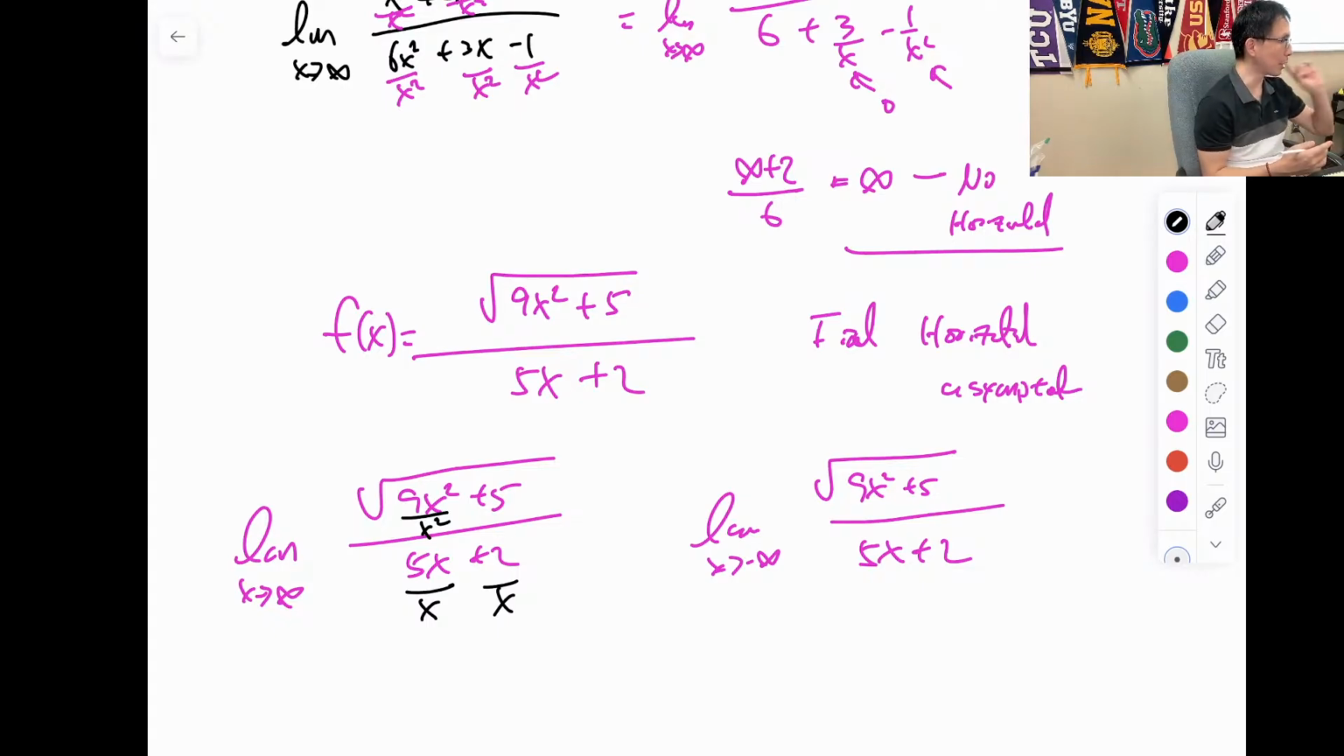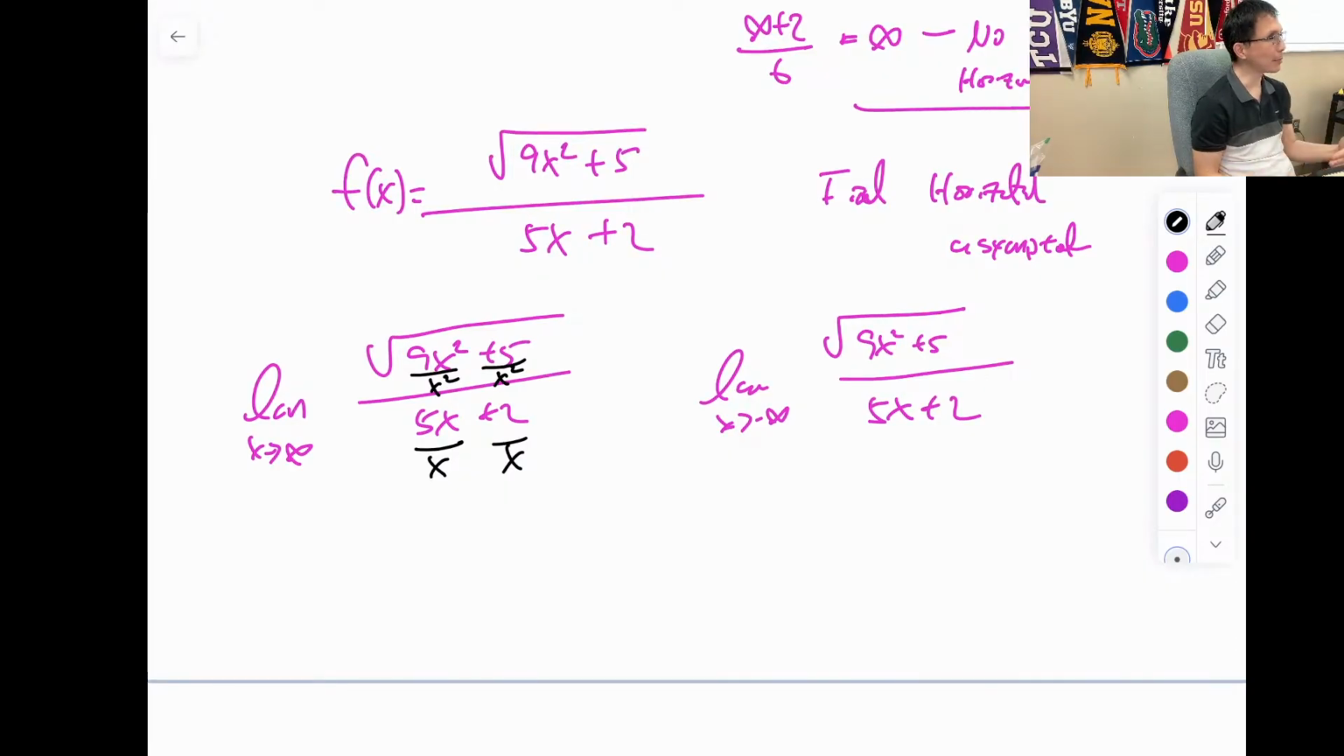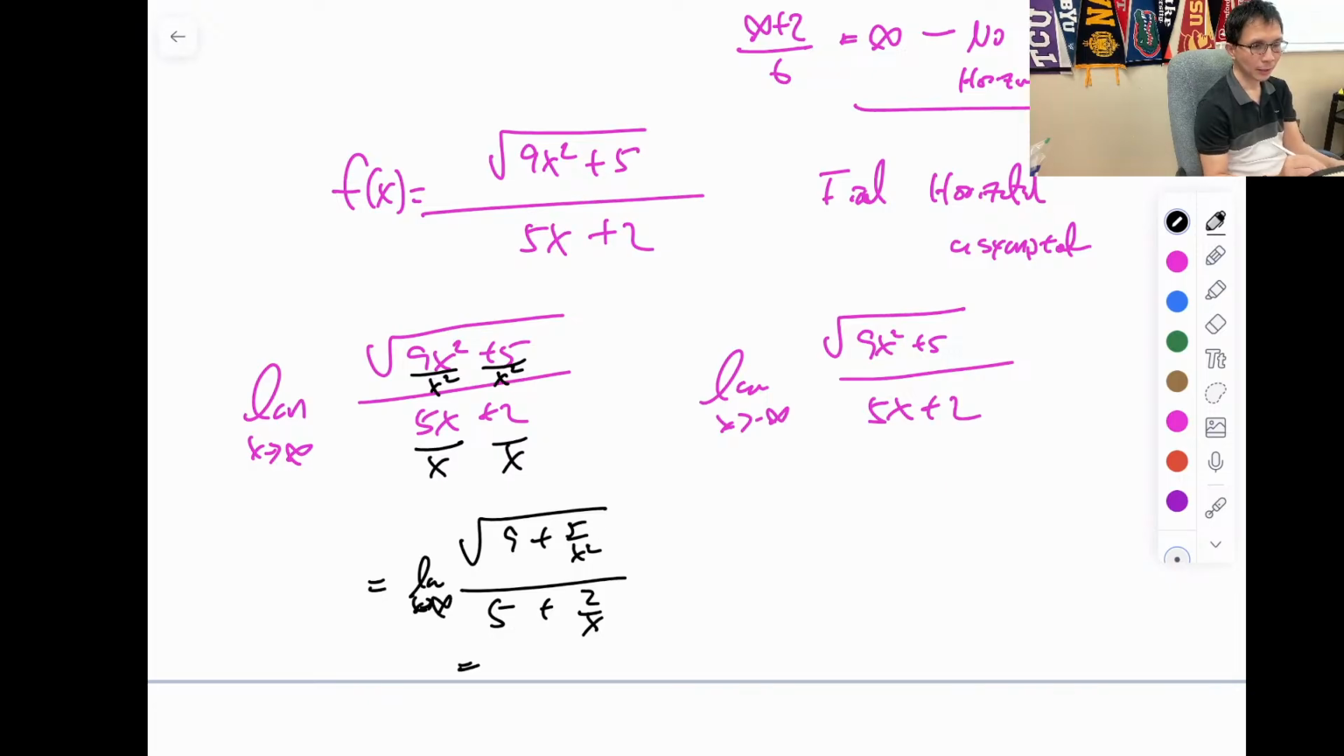But wait, let's hold it back. Square root of x squared as of right now is equal to x, but later down it might change. So x squared. Is that okay? So why did I divide the bottom by x and the top by x squared? Because the top is inside the square root. So the square root of x squared is still x, right? So the limit as x approaches infinity is equal to the square root of 9 plus 5 over x squared, over 5 plus 2 over x. And when x approaches infinity, this is going to go to 0, this is going to go to 0, so it'll be 3 over 5.